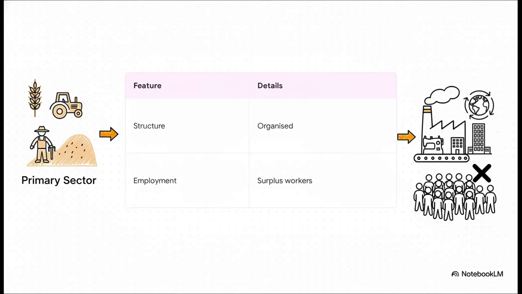Now, when we look at the data structurally, we see a really fascinating paradox compared to the primary sector. The secondary sector is an organized sector using better, far more modern techniques. We're talking everything from small-scale manufacturing units to large firms, big corporates, and multinational corporates. But here's the catch. Despite its incredible organization and scale, it has historically failed to provide employment to the surplus workers coming out of the primary sector.